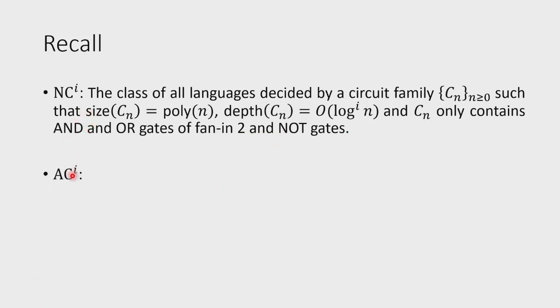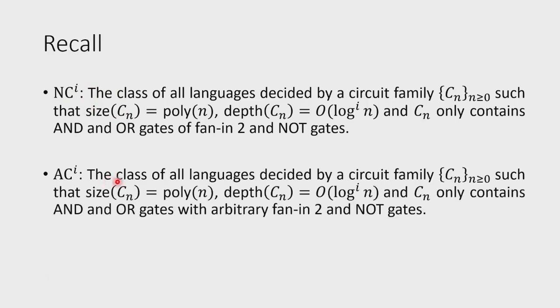And then you saw the definition of the class AC, which is very similar to NC, but it's a class of all languages that are decided by a circuit family Cn, such that size of Cn is poly n, depth of Cn is order log to the i n. So far it's the same as NC, but here's the difference. However, Cn can contain AND and OR gates with arbitrary fan-in. Oh, so there is a typo over here, this shouldn't be there. Fan-in 2, with arbitrary fan-in and NOT gates.